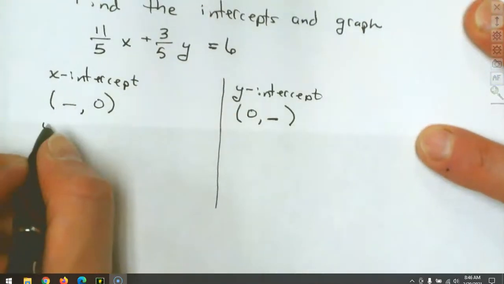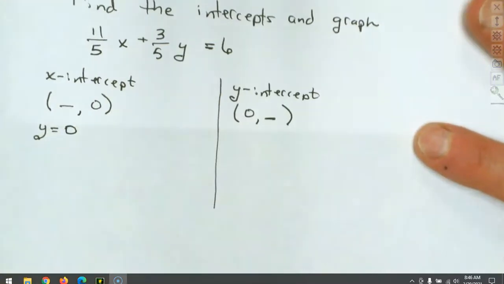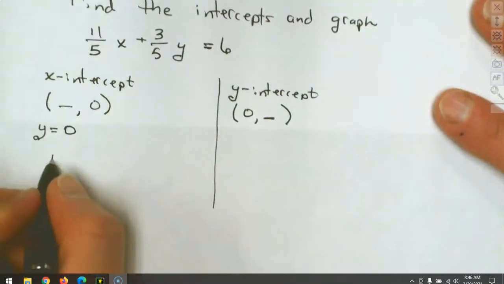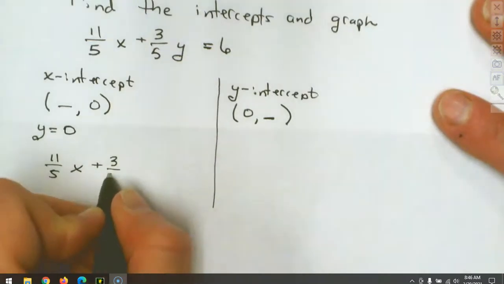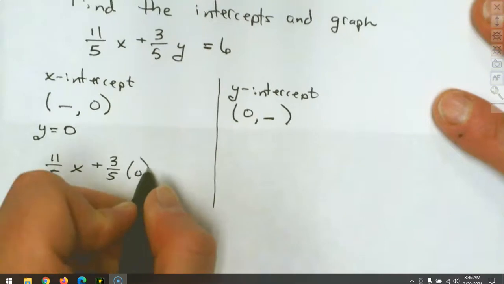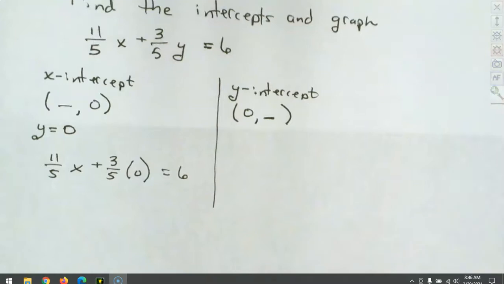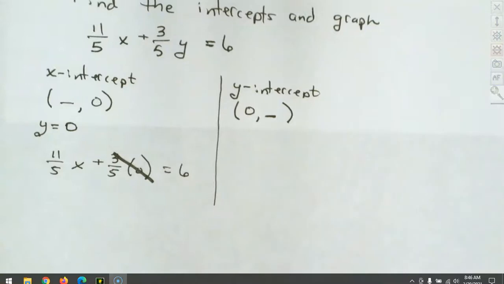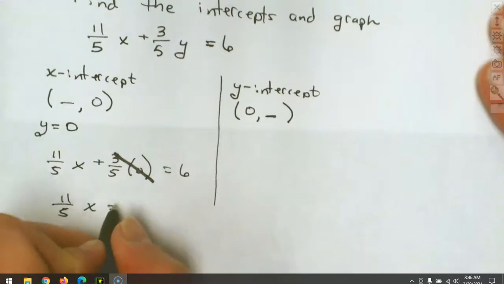And for the x-intercept, what do we substitute in? For the x-intercept, we substitute in y equals 0. And that gives you then 11/5 x plus 3/5 times 0 equals 6. And what do we know about that 3/5 times 0? Well, that 3/5 times 0, that's 0, so it's gone, isn't it? Okay, so it doesn't matter at all. So what are we then left with? Yep, 11/5 x equals 6.